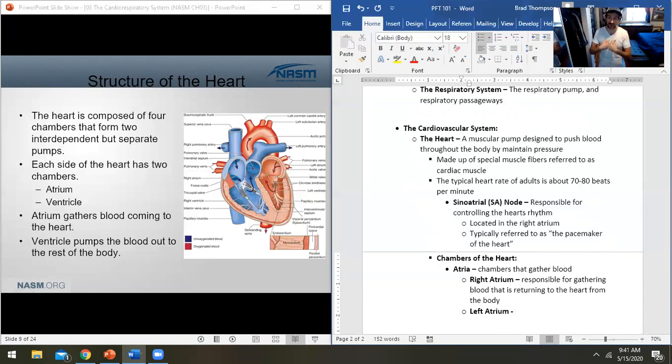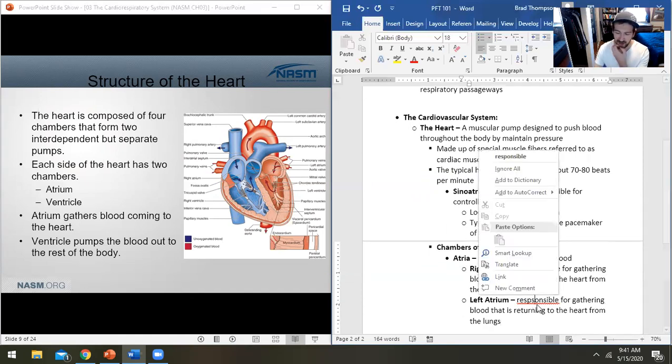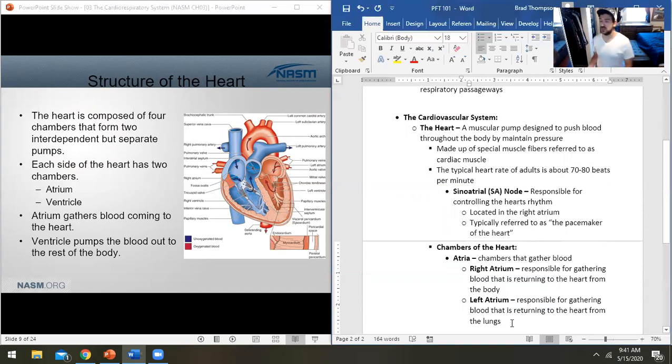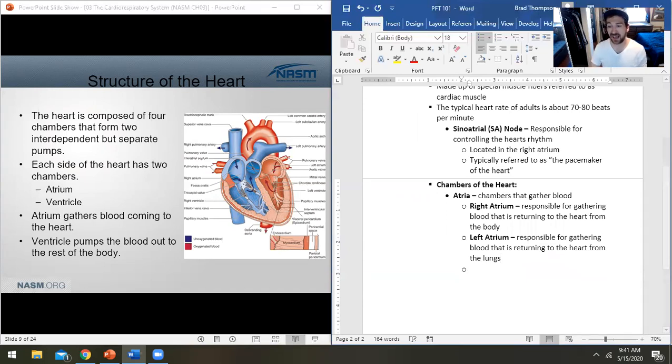So it's going to travel back to the heart, and the heart is going to gather it first in the left atrium. So your left atrium is responsible for gathering blood that is returning to the heart from the lungs, right? So now we're getting our blood back from the lungs so that it can get out to the body, right? And then it's going to come back and drop back into that right atrium and complete the circuit. So those are what your atria are. They are gathering sites for your blood.